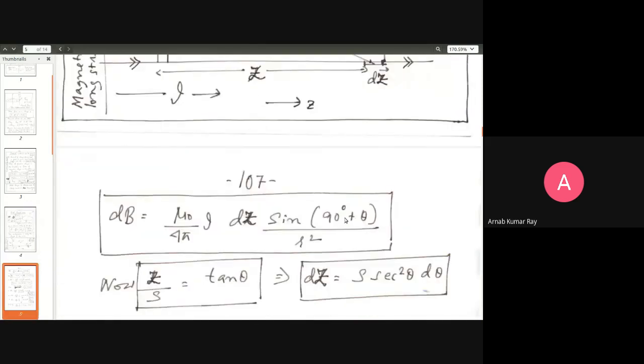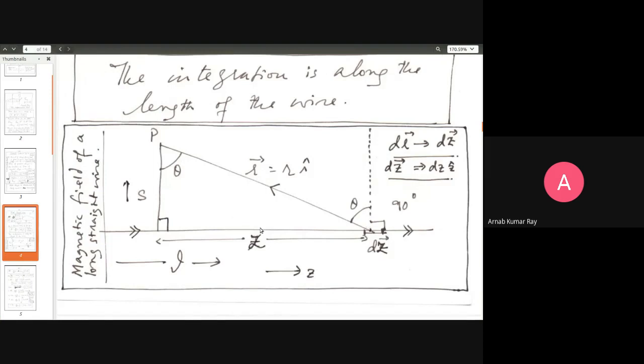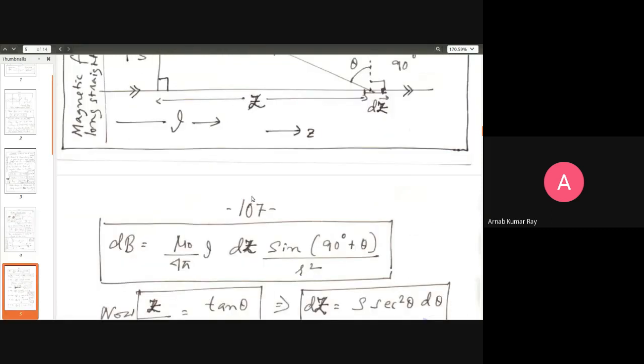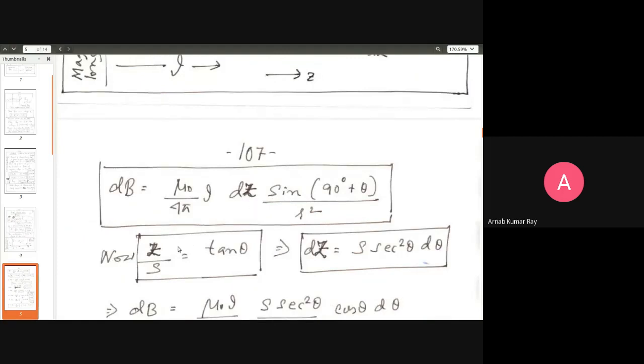Now we shall have to see there are three variables in this formula: dz, r, and theta. Theta here, z here, r here. As you keep moving this small line element up and down this wire, all three variables will change their values. So we will now gradually reduce them in number. Let us first see.